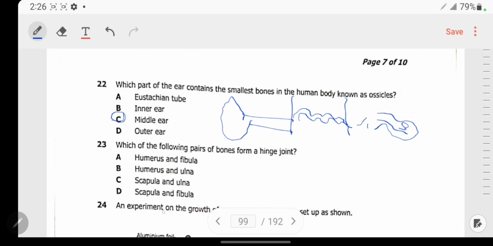Then we are on 23. Which of the following pairs of bones form the hinge joint? The hinge joint, what is it? The hinge joint only rotates about 180 degrees. This type of joint is one that is found at the elbow joint, for example. The elbow joint is made up of the humerus and ulna. So the correct answer for this one is B, not these others.